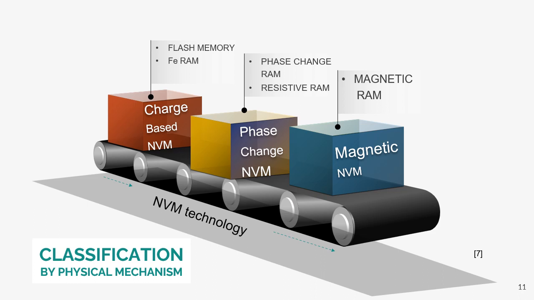The first one is charge-based non-volatile memory, which is flash memory and ferroelectric RAM. The second one is phase change non-volatile memory, where phase change RAM and resistive RAM are also involved. And the third one is magnetic RAM, which falls into magnetic non-volatile memory.